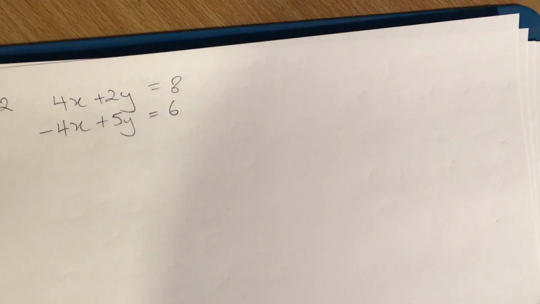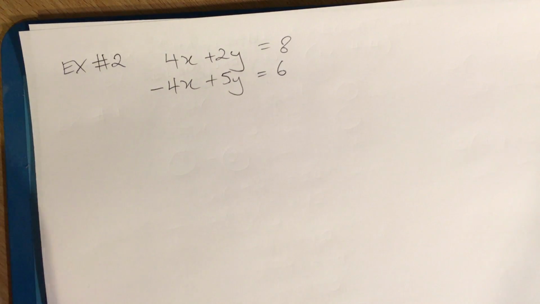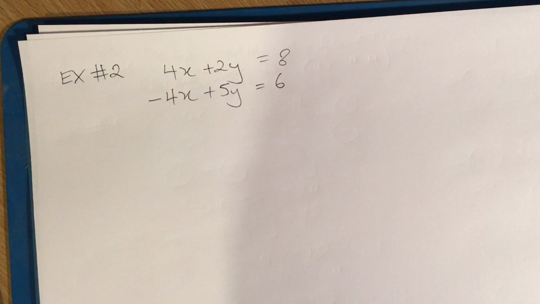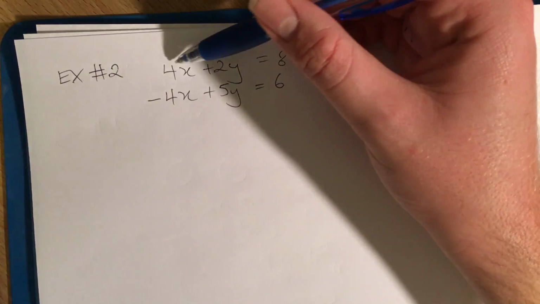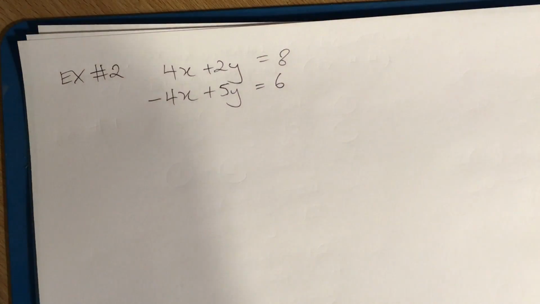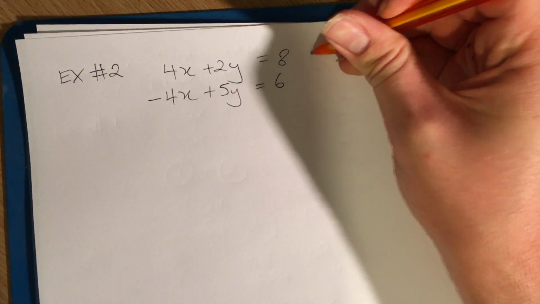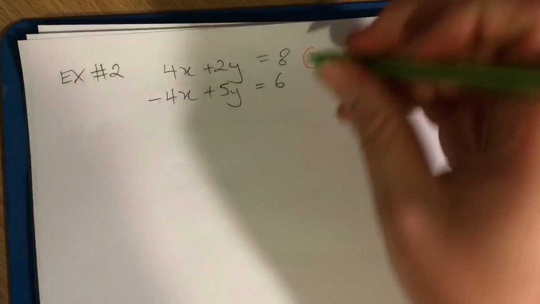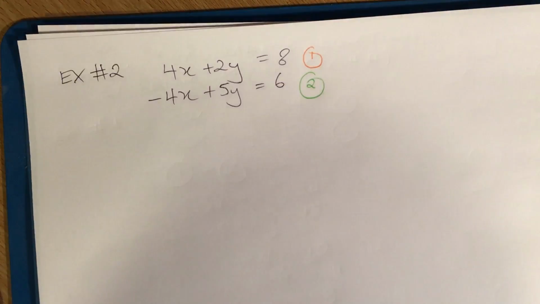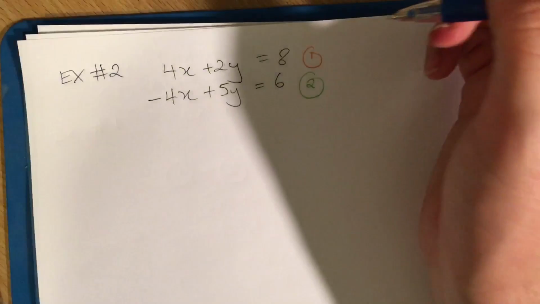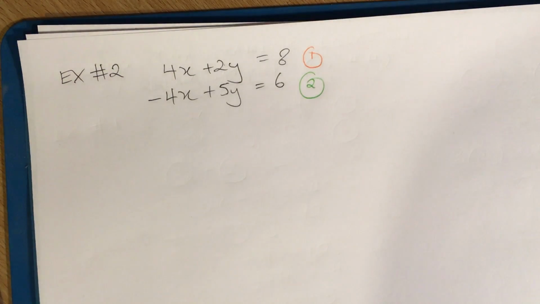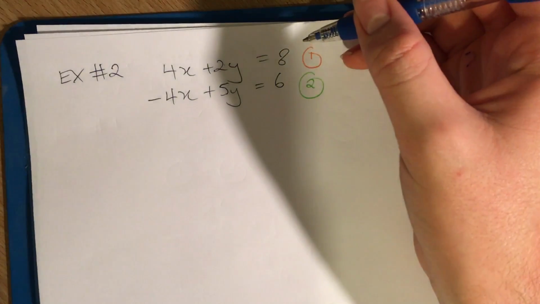Example 2. So example 2 is a little bit different. I've got 4x plus 2y equals 8, and negative 4x plus 5y equals 6. If I subtract these, like I did before, 4x take away negative 4x is going to make that a positive, because minus a minus makes a positive. So I'll end up getting 8x, and 2 take away 5 will give negative 3y, and I'll just end up having 2 letters again.